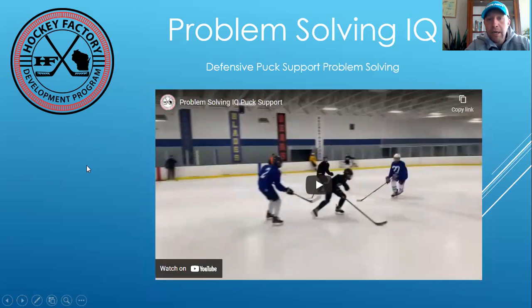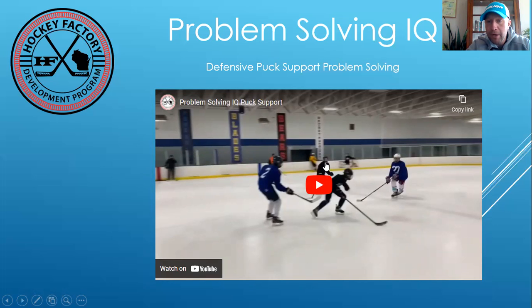This last one here is a great example of problem solving IQ with puck support. We don't really have a drill for it, but this is just a great example of it. We're going to replay it a few times here. You're going to see this defender over here pushing the puck carrier to the outside without actually engaging. It's one of those things we talked about earlier, being a part of the play without being the play. He does a great job of taking away half the ice.